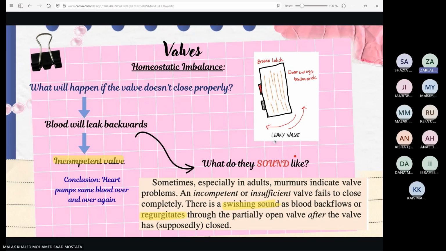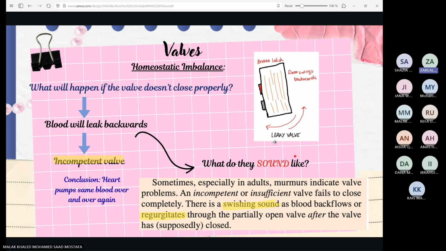Okay, now we're going to talk about what happens if the valves don't close properly. The blood will leak backwards, and this kind of valve is called an incompetent valve. It just can't do its job properly. So the heart will pump the same blood over and over again. Here I've attached another weird drawing. You can imagine it like a door that has a broken latch, so it just swings forwards and backwards. It's leaky. So what would this kind of valve sound like?